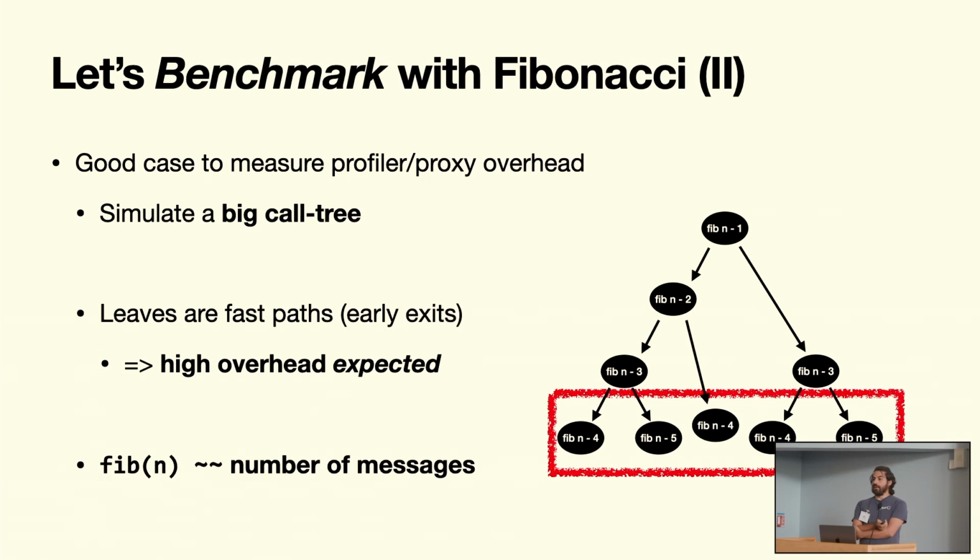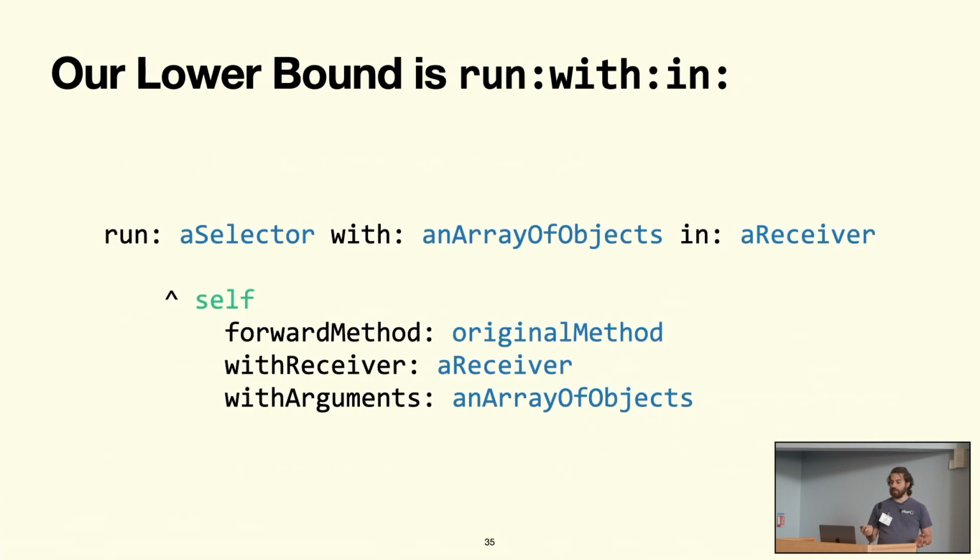So now I have Fibonacci and I instrument it. What is the first thing I should measure? My first thought was to measure the lower bound. The simplest thing I can measure is run within: what happens when I just do run within without anything else? What is the overhead of doing this? So having a run within method that just forwards the execution, but doesn't do any instrumentation, will give us an idea of our minimal baseline. We are not going to get better than this, except if we change this instrumentation mechanism.